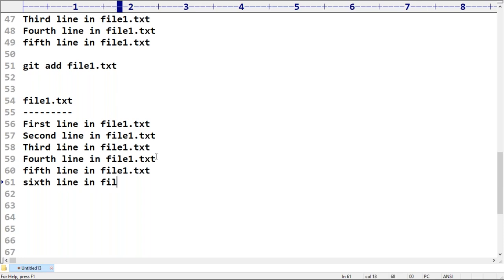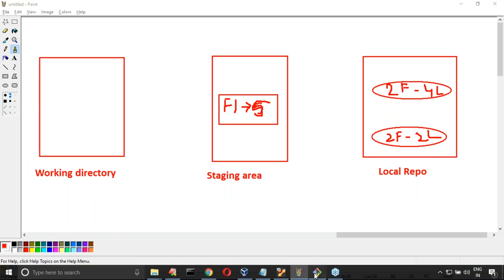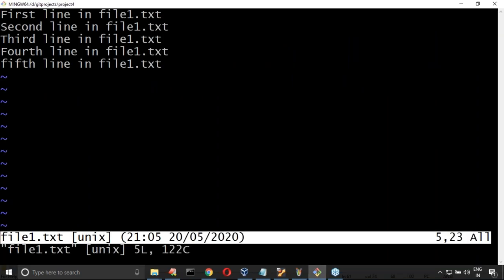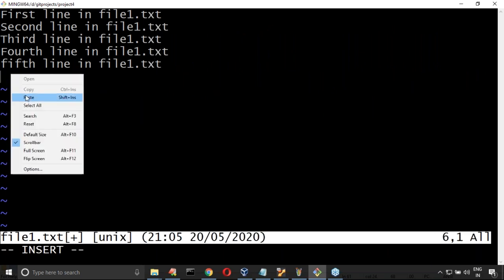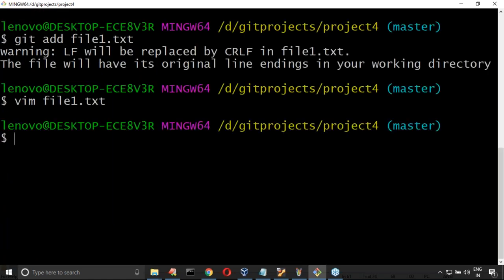Sixth line in file1.txt. Let me add it in the working copy. Now here, vim file1.txt. Okay, insert. Like I'm trying to take the sixth line. Okay, now wq. That's all. Now observe carefully, sir.